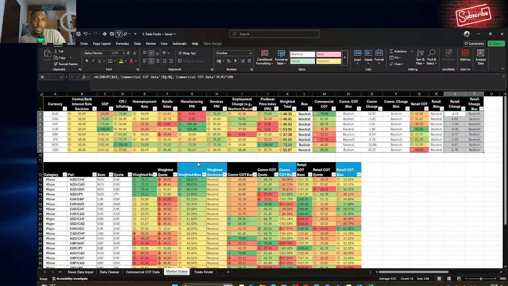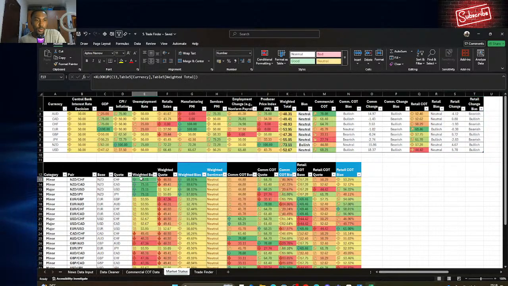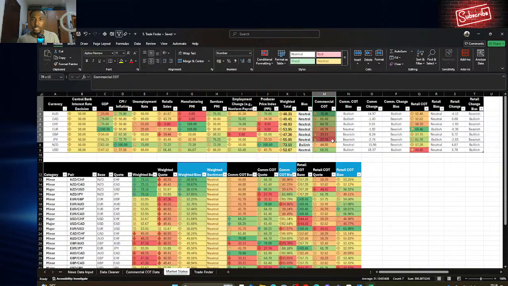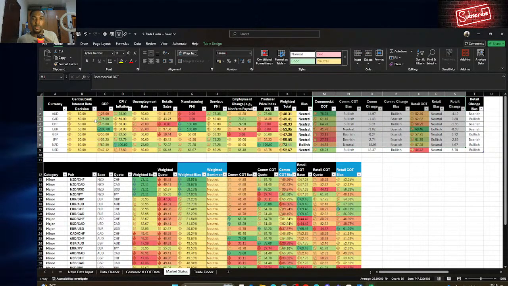So what I do with all of this is I want to know what is the weighted ground for the base trade, the base market, the base currency. For example, this is New Zealand dollar against Swiss franc. The base currency here is the New Zealand dollar, and the quote is the Swiss franc. So in this case, what we're looking out for is, on the base currency, how good is the entire scenario of the economy.